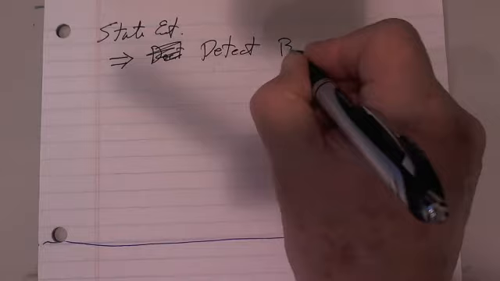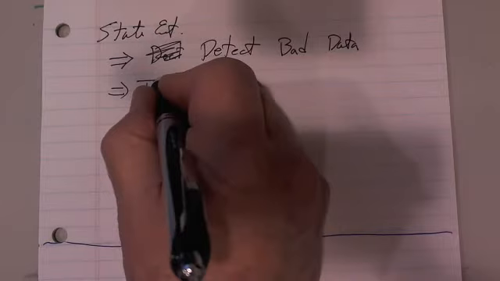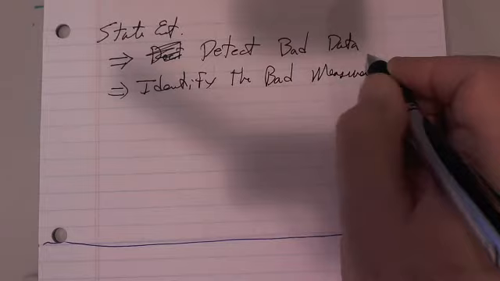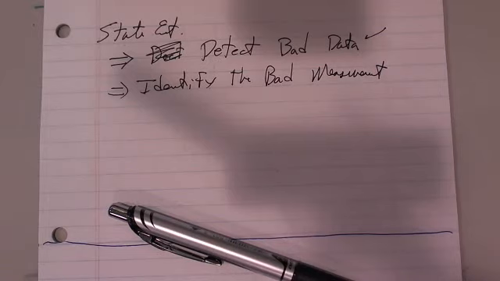Remember I said the other day, Tuesday this week, that the state estimator, we could tell two things. We could detect bad data and identify the bad measurement. So this just says, hey, you got a bad measurement someplace. And the other one says, it's this measurement in this substation.